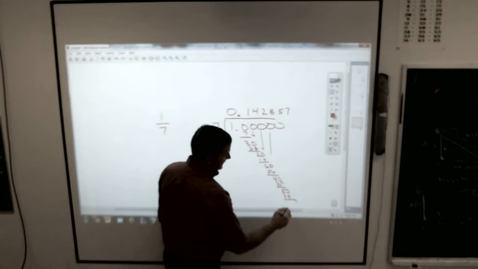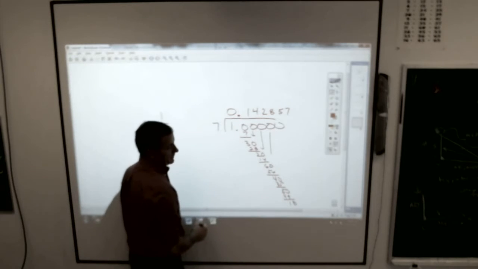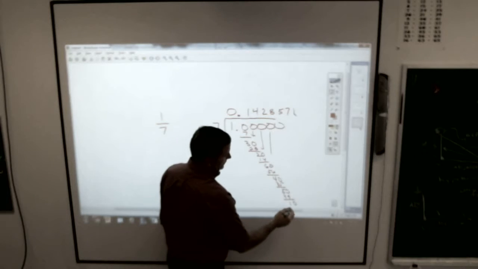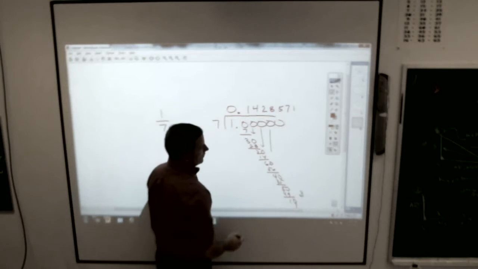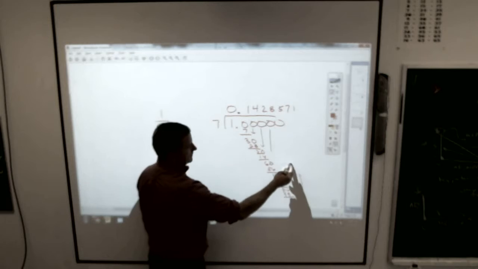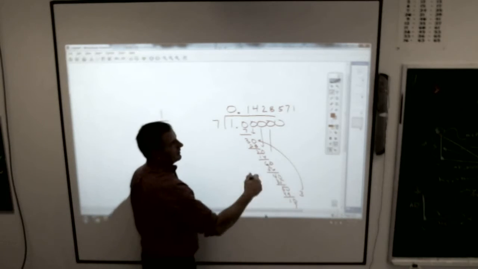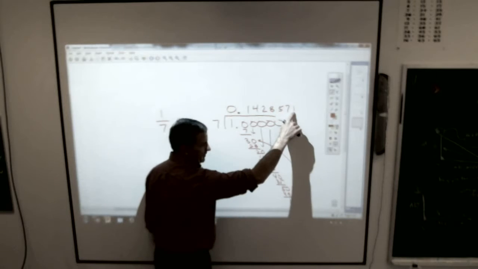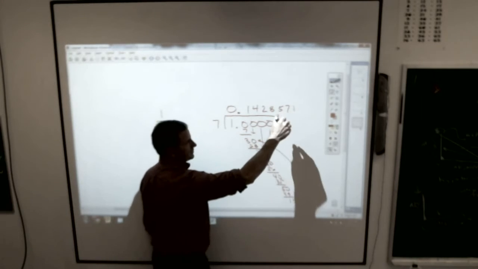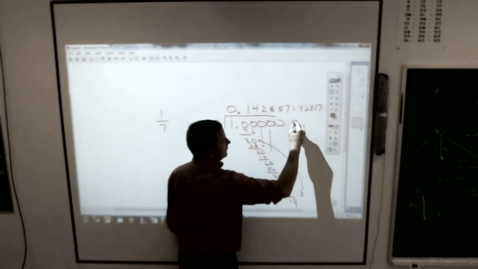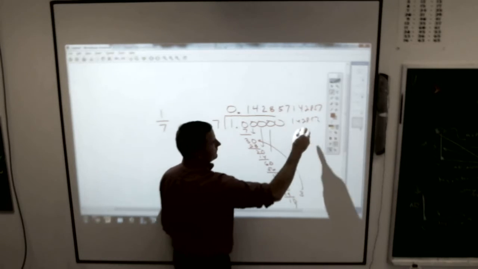7 goes into 10, how many times? Once. Now, let's do one more time. 7 goes into 10 once, you get a 3. Once you see this, this 3 is going to give you 30, and then you're going to go back to 20 and 60 and 40 and 50. Once you see that you started again with that 1, you know it's just going to keep going 1, 4, 2, 8, 5, 7, 1, 4, 2, 8, 5, 7.